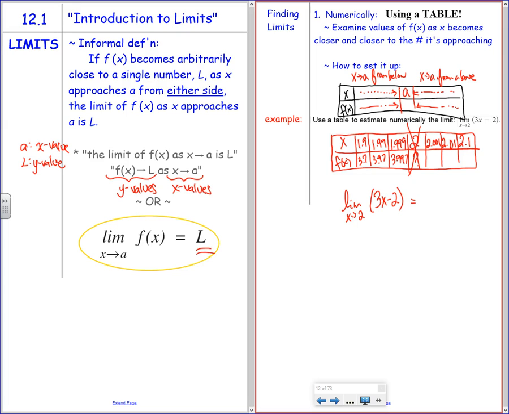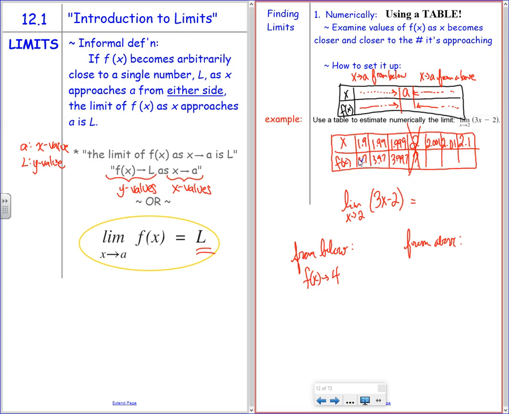Now wait, hold on. That's only from below. Okay, struggle. From below, f of x seems to be approaching 4. The struggle is, I said if it's not unanimous, can we put the answer? No. So let's go from above.